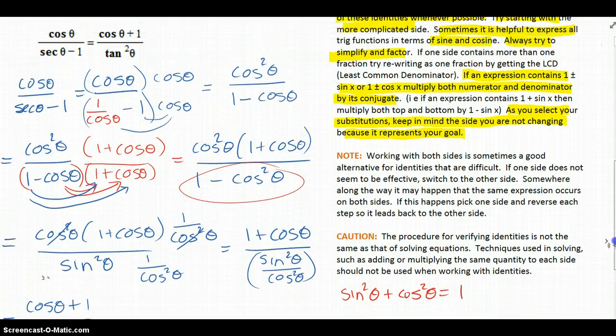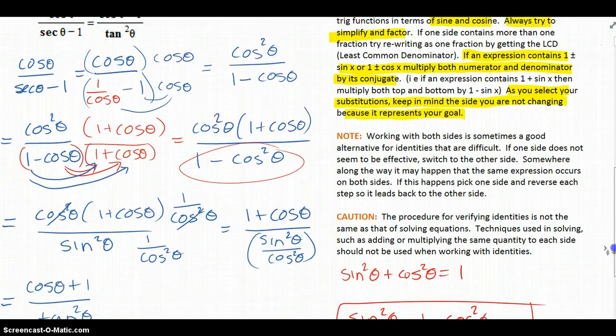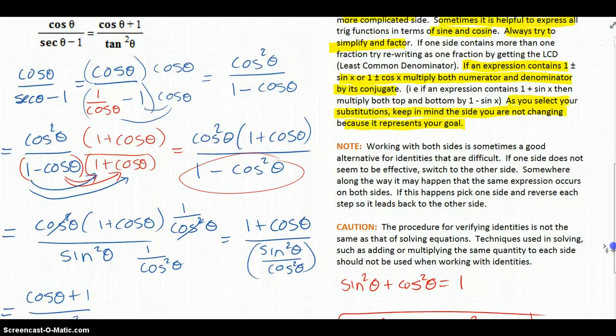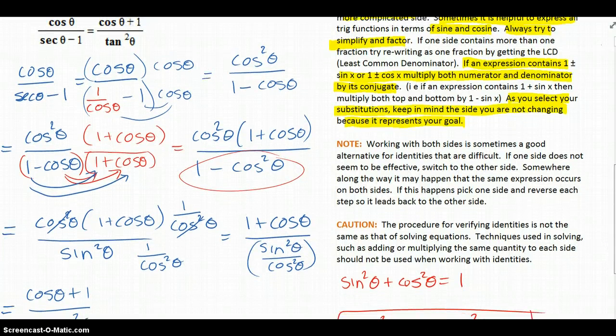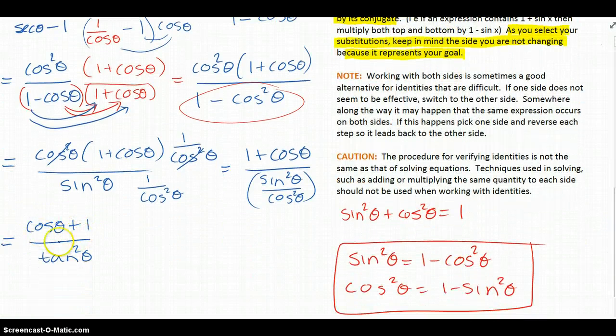Which is indeed, if you look there, it almost can't fit on one screen, but you can see the numerator is 1 plus cosine, we have that. And then the denominator is tangent squared, 1 plus cosine, tangent squared. We indeed just verified the identity. Now, sometimes you might get stuck in the middle here.